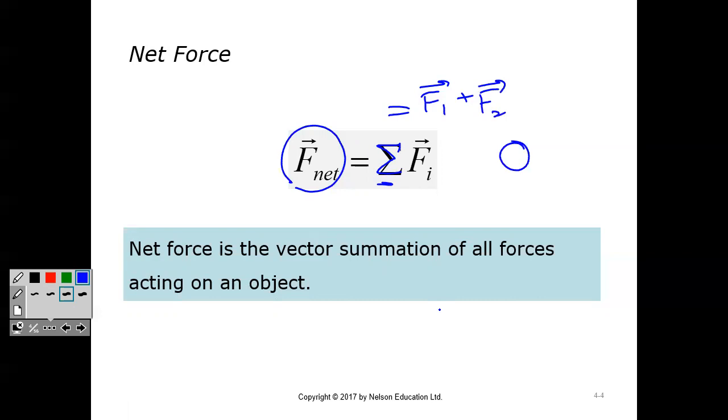Quiet, please. So we add all these forces and sum them up, that is net force. Remember, it is not normal summation, it is vector summation. You all know how to add vectors.